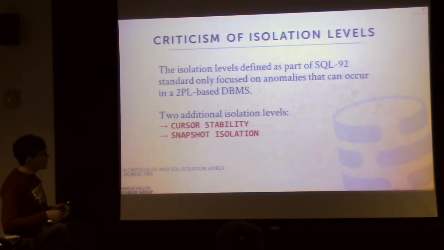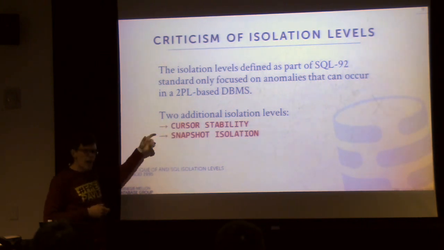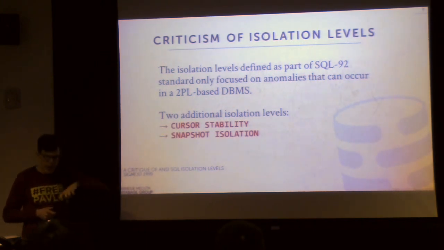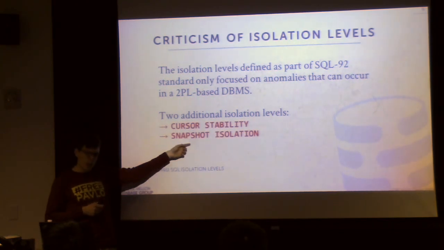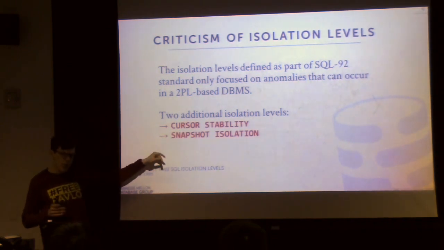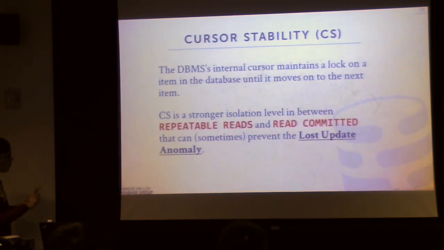So in addition to the four that I showed here, there are two other isolation levels that they talk about in this paper, called cursor stability and snapshot isolation. This is going to be relevant for our discussion both today and next class, because snapshot isolation is what you get when you use multi-version concurrency control. We'll see what this means and what anomalies can occur that won't occur under two-phase locking. So we'll go through both of these.